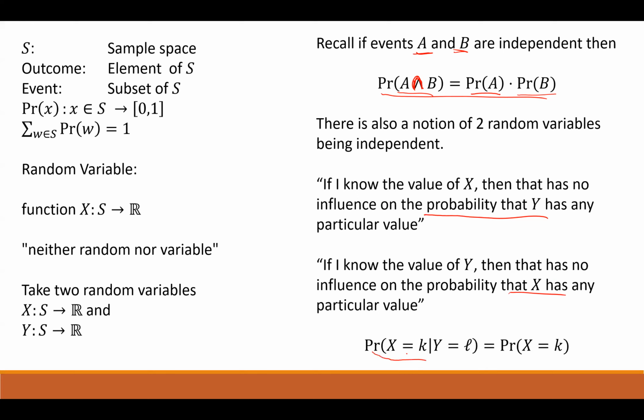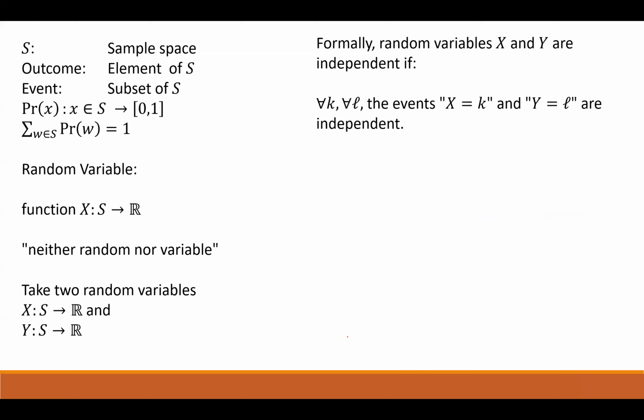Or the probability that x is equal to k, given that y is equal to L, is equal to the probability that x is equal to k, right? So if I know something about y, that does not change any of the probabilities of the values of x, and that's for all k and L associated with these random variables. Okay, so 2 random variables x and y formally are independent if for all k and all L, the events x equal to k and y equal to L are independent.